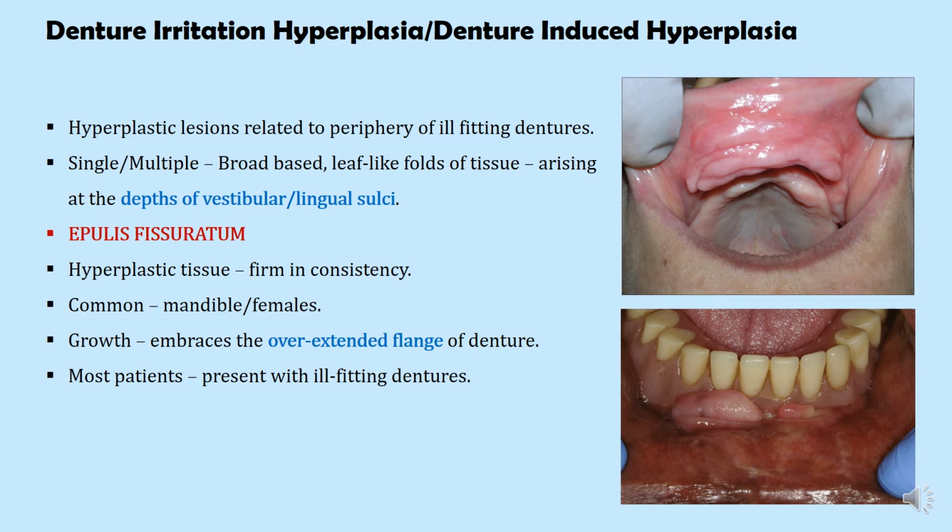So they're also called epulis fissuratum. They are hyperplastic tissue, as outlined previously. They're firm in consistency, commonly seen in the mandible in females, and the growth embraces the overextended flange of the denture. So again, the etiology is associated with an ill-fitting denture. What we need to do here is first excise this lesion, allow the lesion to heal, and then remake the denture.